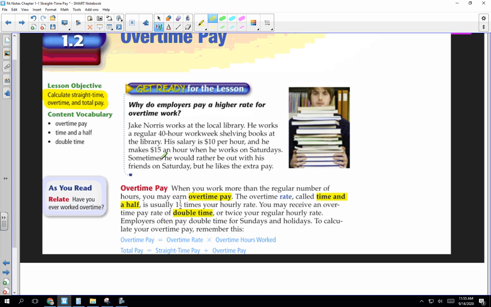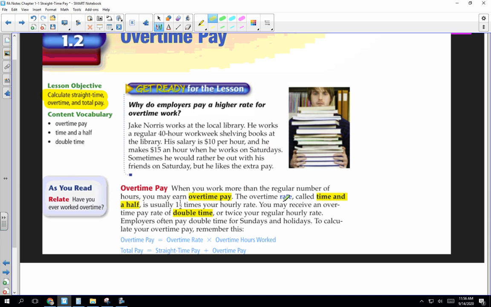So to get you to work on days that normal people would have off, like holidays or weekends, an employer may give you extra pay for that. Or if you've already worked 40 hours, your employer is required to pay you overtime. So overtime pay is when you work more than the regular number of hours.